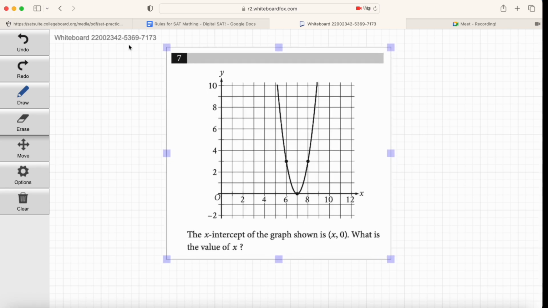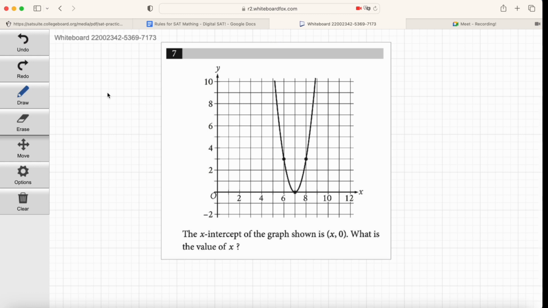This one's a little trickier looking, at least. But I think it's pretty straightforward if you understand what the question's asking. Go ahead and read question number 7 for us, please. The x-intercept of the graph shown as x equals x0. What is the value of x?